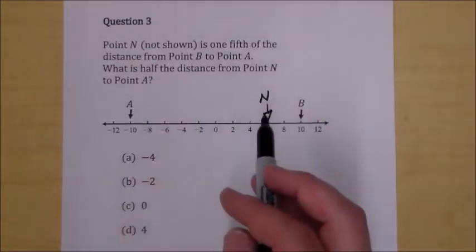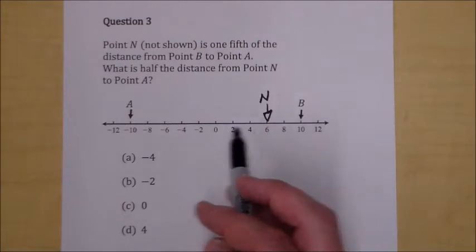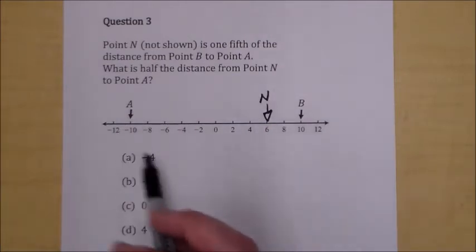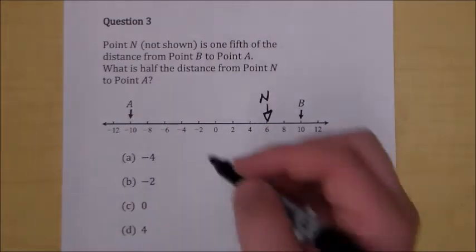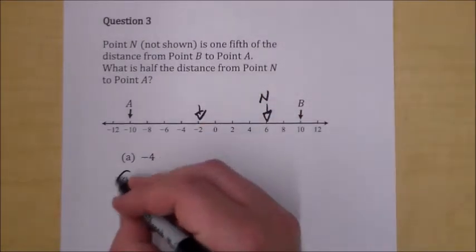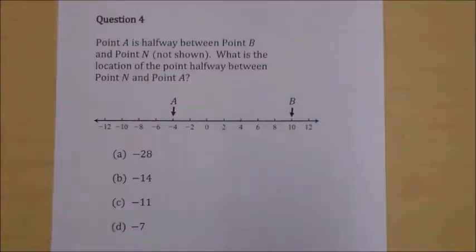Cool. What is half the distance from point N to point A? Okay, now we have 16, because 6 to -10 is 16. We want 8 of that. 8 of that gets us to -2. Rock and roll. Okay, question 4.